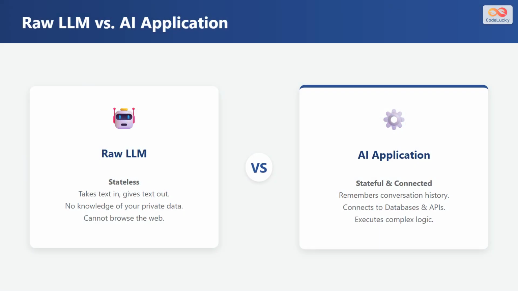First, let's understand the difference between a raw large language model and a full AI application. A raw model, like the GPT API, is stateless. You send text in and you get text out. It doesn't know who you are, it doesn't remember what you just said, and it can't access your private files or the internet. An AI application, however, needs to manage memory, connect to databases, and perform actions. This is where frameworks come in.